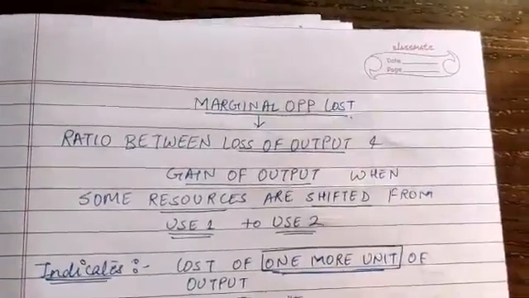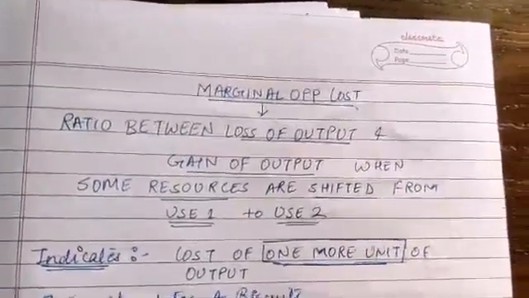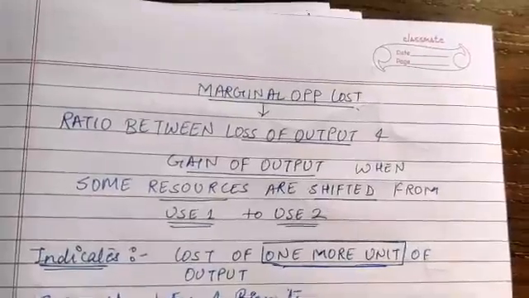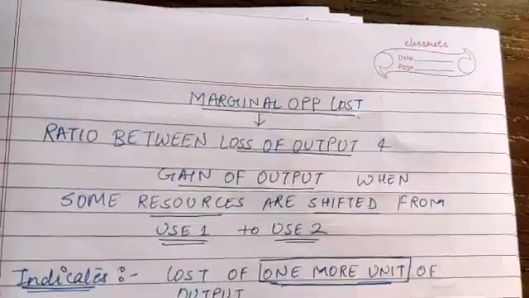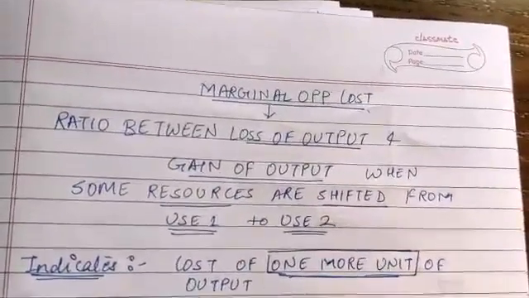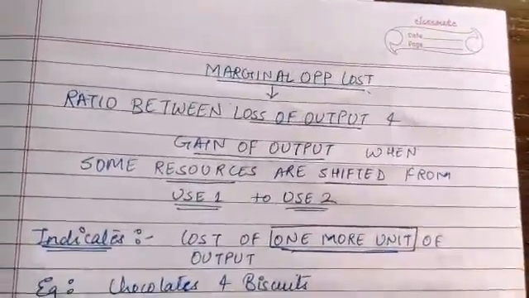Good morning, students. Today this is the last topic for today, that is marginal opportunity cost, and I can say the last topic of this chapter, so we will be completing chapter number 2, that is central problems of an economy.